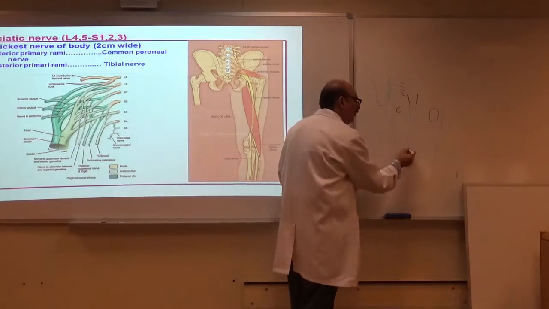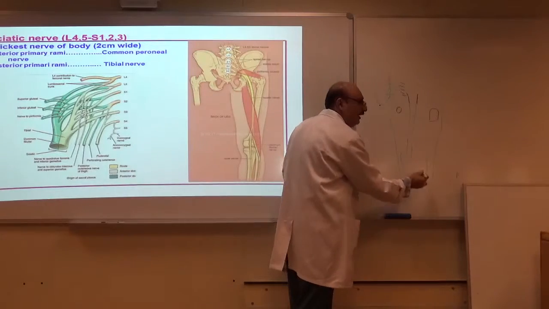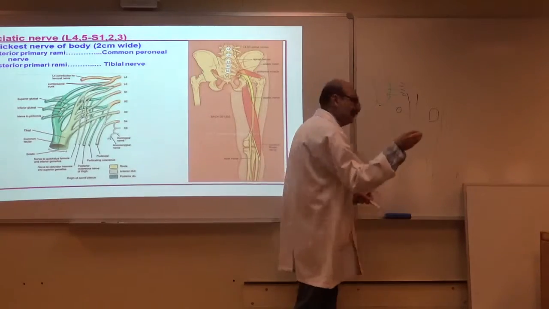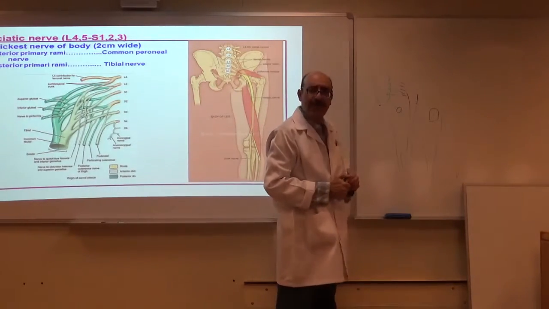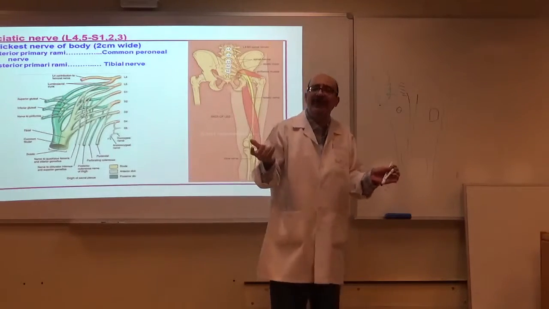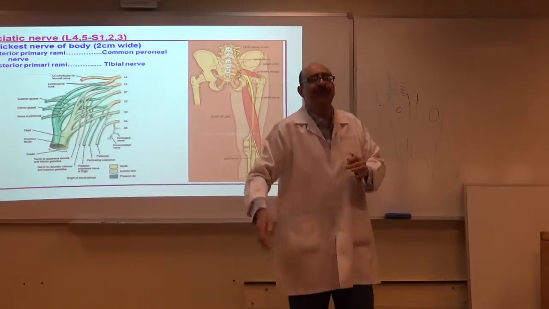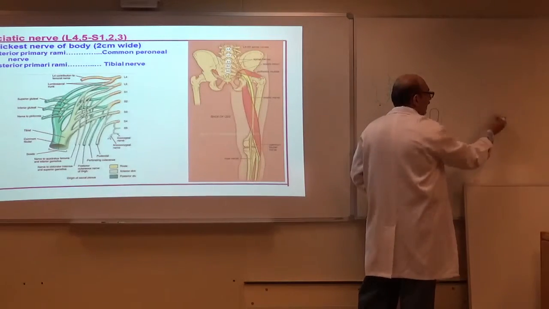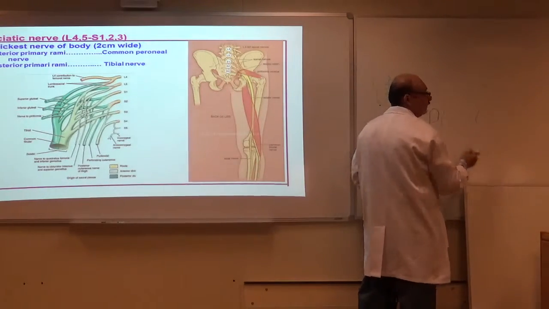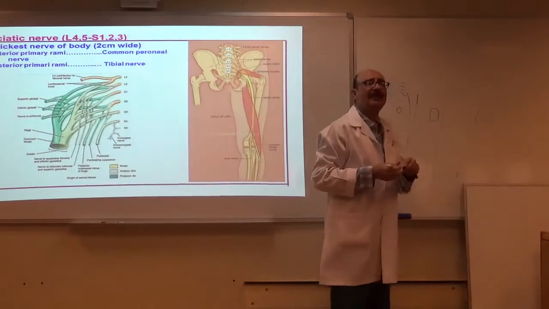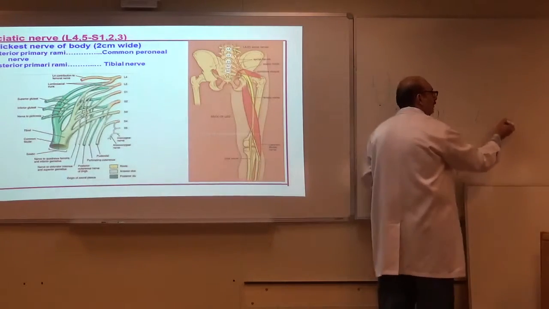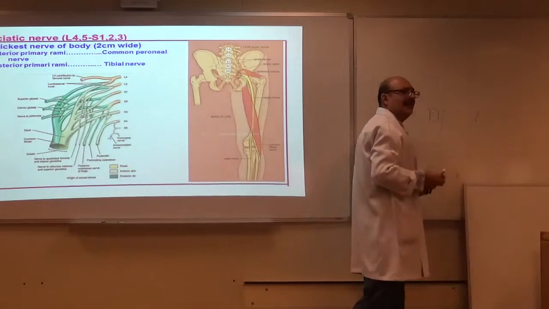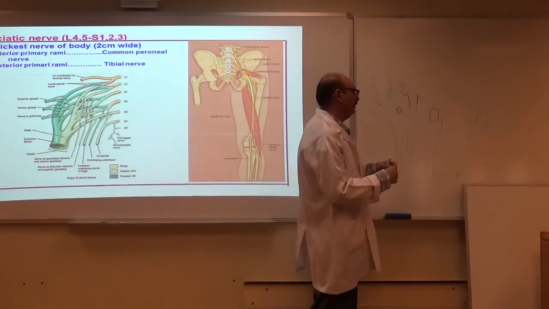It will go down until it reaches the knee area, where we have a special structure which is called the popliteal fossa. What is the popliteal fossa? It's a depression which is visible on the back of the knee. When I examine the back of the leg, you will find a depression like this. This is called the popliteal fossa. It is diamond shaped.